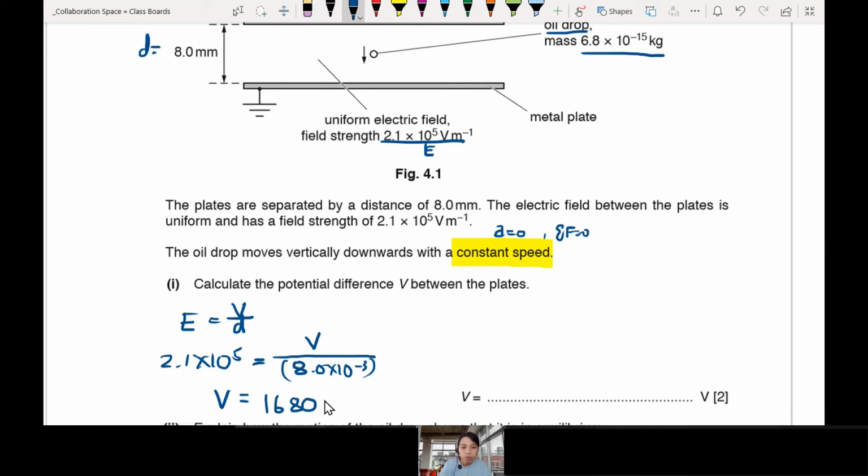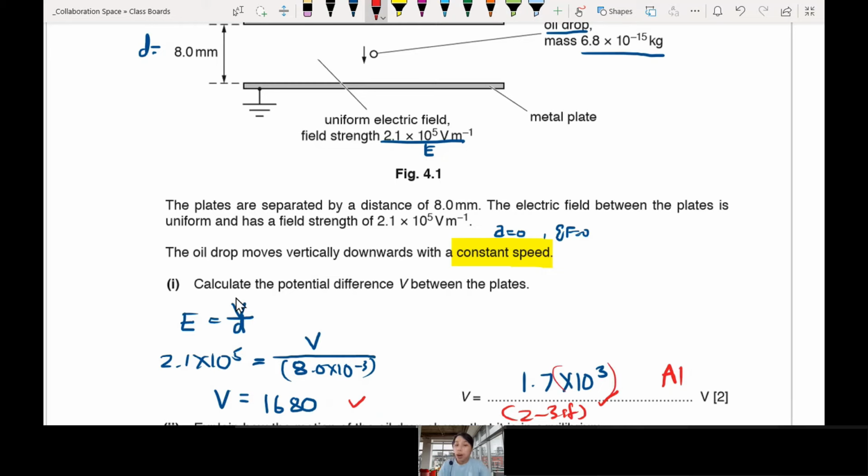1680 volts. If I round it off to 2 SF and put it in standard form, this can be written as 1.7 times 10 to the 3. There are different ways of writing it, so it's also okay. Any answer with 2 or 3 SF is okay. Standard form is preferred. This thing times 10 to the 3 is a standard form where you put in a prefix.